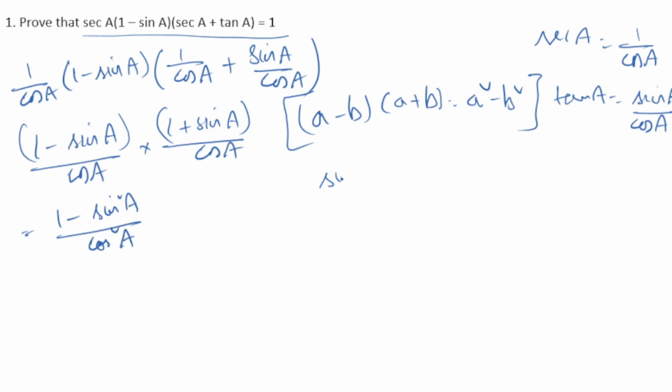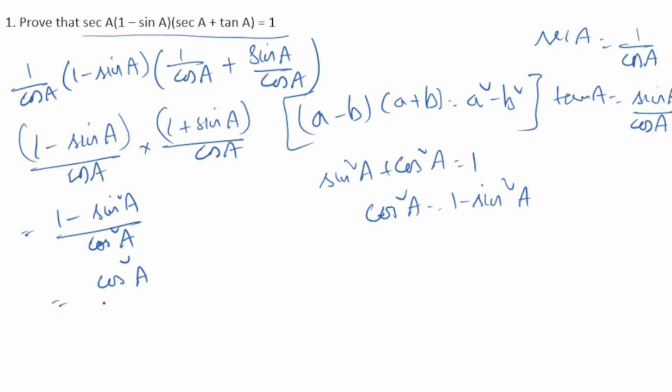And what do we know here? Sin square A plus cos square A is equal to 1. So here cos square A is equal to 1 minus sin square A. We'll substitute this. It is cos square A divided by cos square A. It is 1. We have proved that this value is equal to 1.